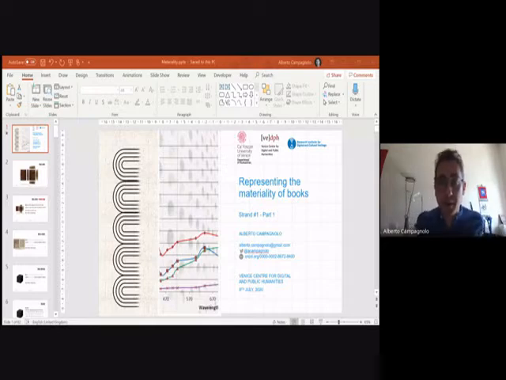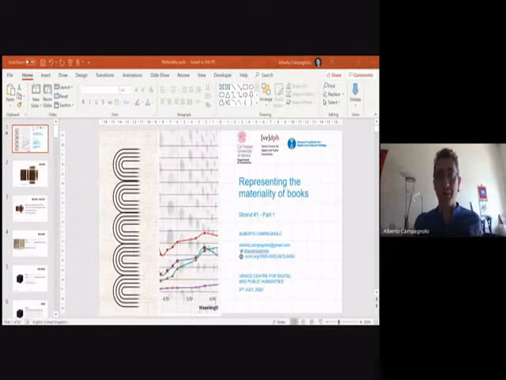So, to start off, we consider how the book can be considered as an object, and the images that you see on the screen here are a representation of the binding of the manuscript we've been working with since Monday.